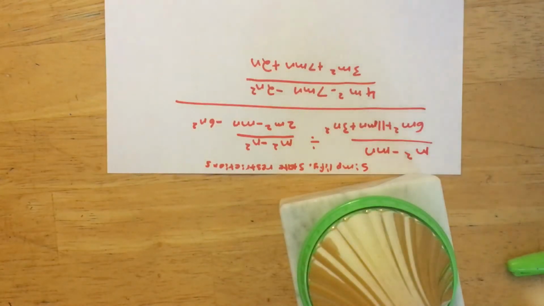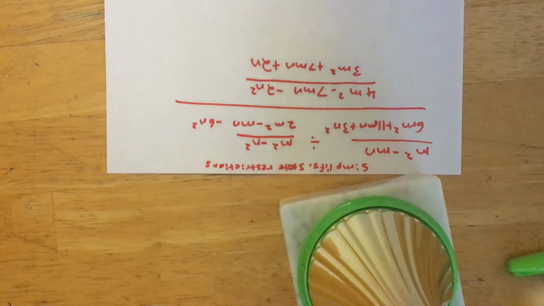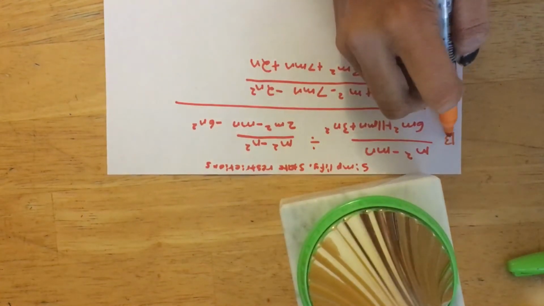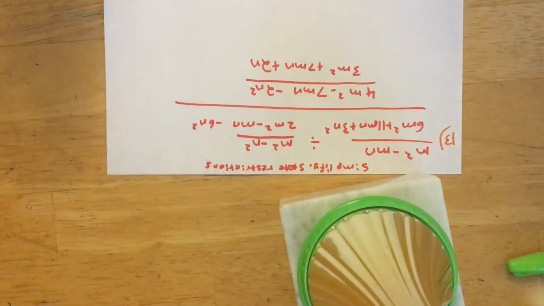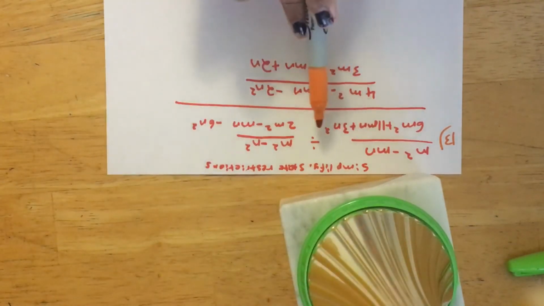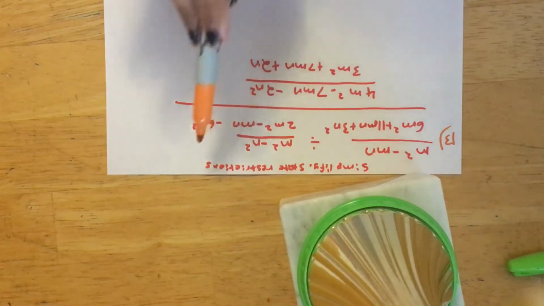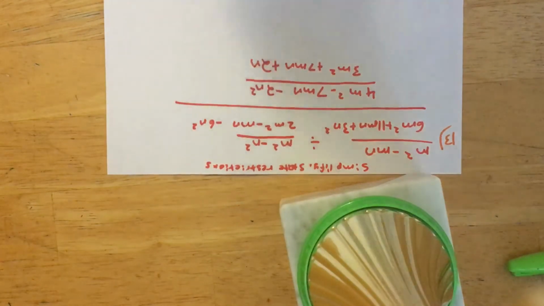This question is from unit 2.6, multiplying and dividing rational expressions. So if you have the book, it's on page 123. And it looks very scary, but it's not. There's a division problem on top, and then the whole thing is also a division problem.